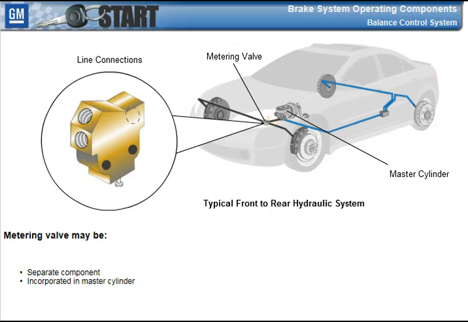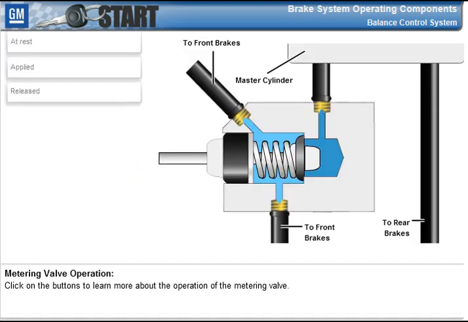In a front-to-rear split hydraulic system, the metering valve may be a separate component or incorporated in the master cylinder. In a diagonally split system, the metering valve may be attached to the master cylinder. Fluid pressure within the hydraulic system affects the function of the metering valve. Click on the buttons to learn more about the operation of the metering valve.